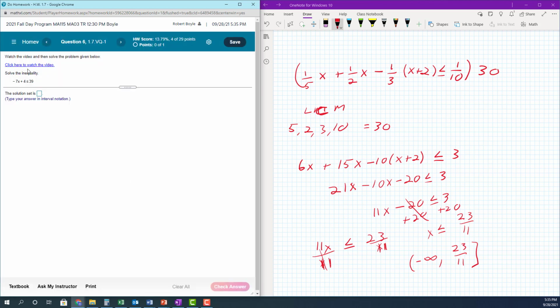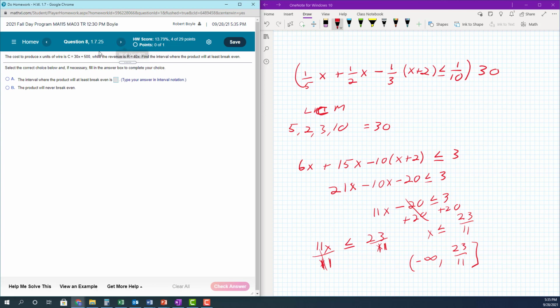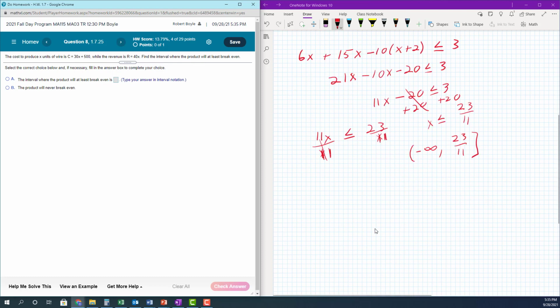Okay, so this one is just like the last couple of problems we did, so I'm going to skip it, as is that. This one we have correct. The cost to produce a wire is going to be 30 times x plus 500, while the revenue is 40x. Find the interval where the product will at least break even.